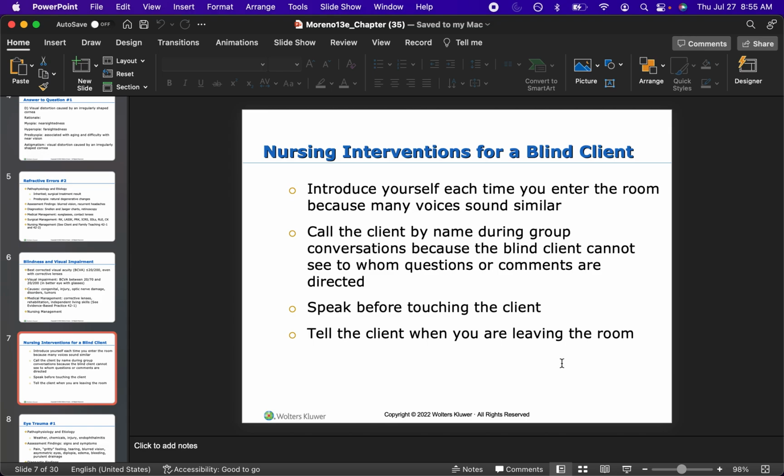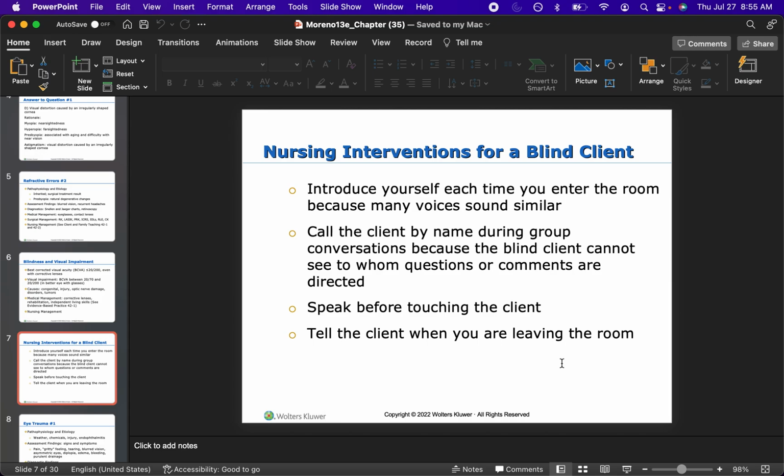These are just some nursing interventions. If you work with a client that is blind, introduce yourself each time you enter the room. We should be doing that in general, but again, just making sure that they know you're in there. Call the client by name during group conversations, because the client can't visually see. When we talk to people, we usually make eye contact or pick up body language cues.